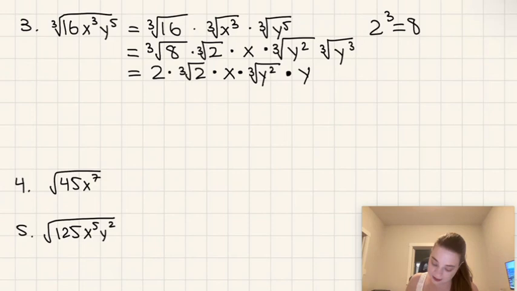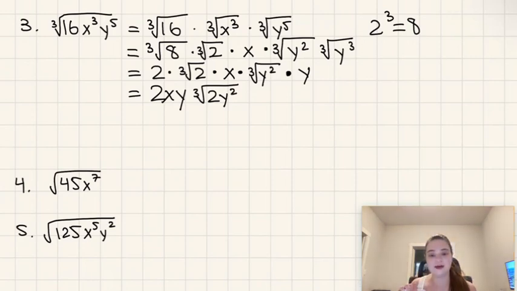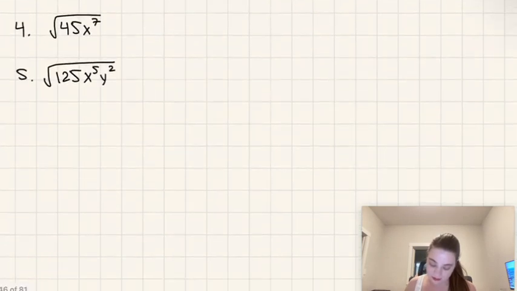And then for my last step, I'm just going to neaten this up a bit and put everything that's not under the radical together. So 2xy can go together at the front. And then I'm going to put everything that is under the radical sign under one singular radical sign. So cube root of 2y squared, like that. And that's the best we can do with that. All right, let's try the next one.